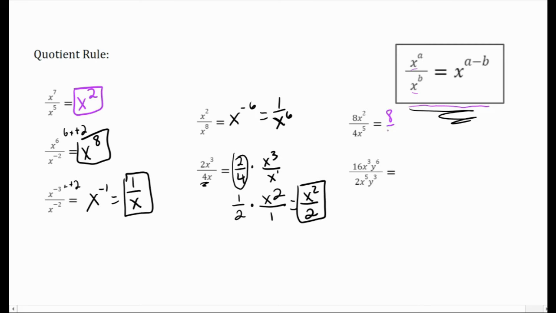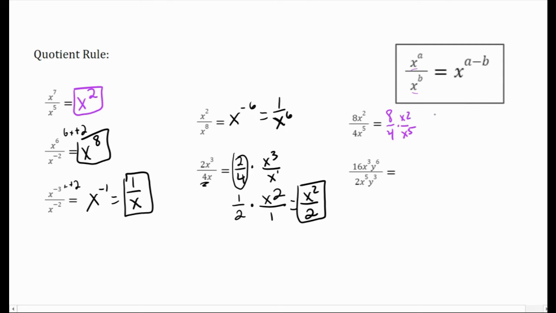Next up, we have 8 over 4 and x to the power of 2 over x to the power of 5. So I'm splitting this up here. x to the power of 2, x to the power of 5. Run out of room here, so let's see if I can erase some of this here. So I split these up because I'm dealing with things like these two numbers here.